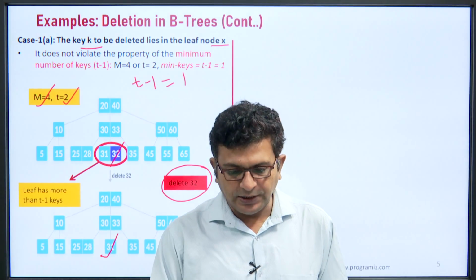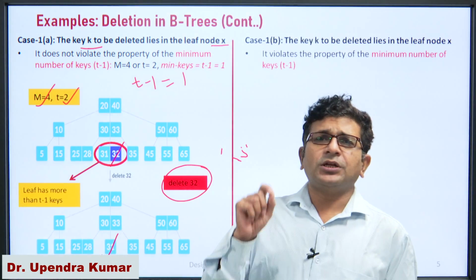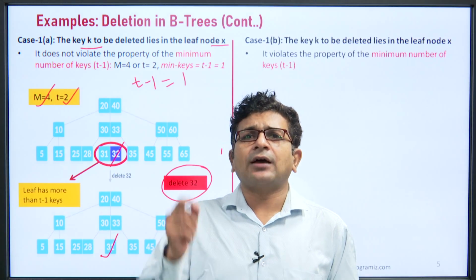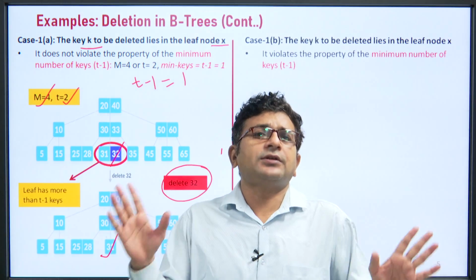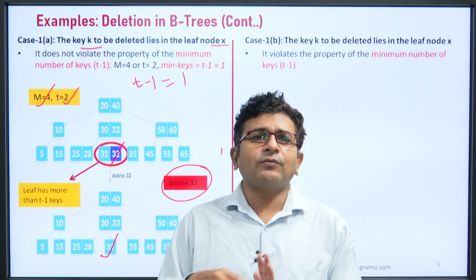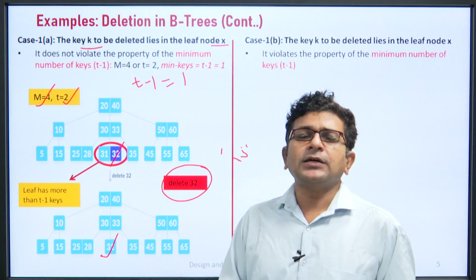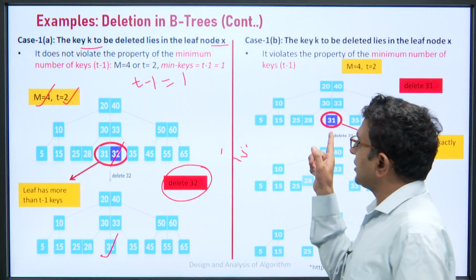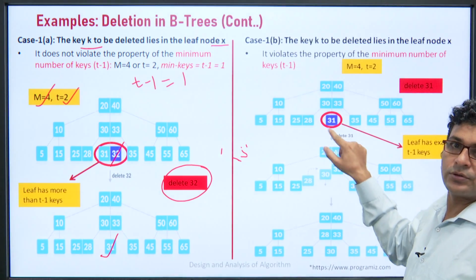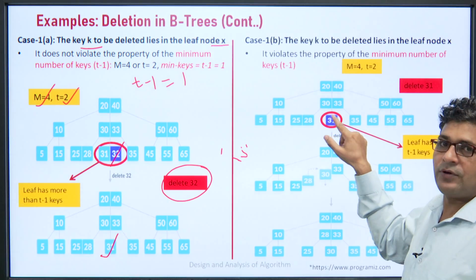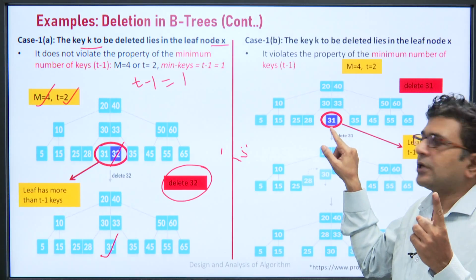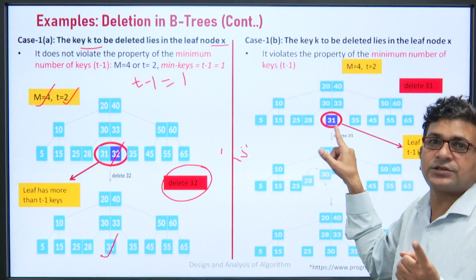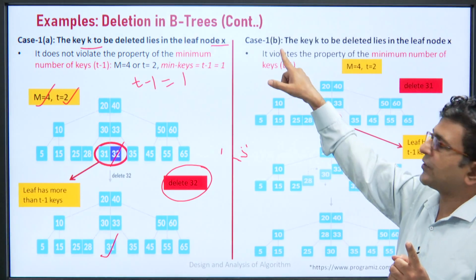Now, second case, case first B. When we want to delete a key k from node x and x is a leaf node, but the problem is that x has only the minimum keys, we cannot simply delete key k from node x. So what can we do? We will look for the left sibling or the right sibling. Now, in this case we want to delete the key 31. This node has only one key, and the minimum it should have is one. So it has only the minimum keys, and we cannot simply delete this key from this node. So this is case first B.